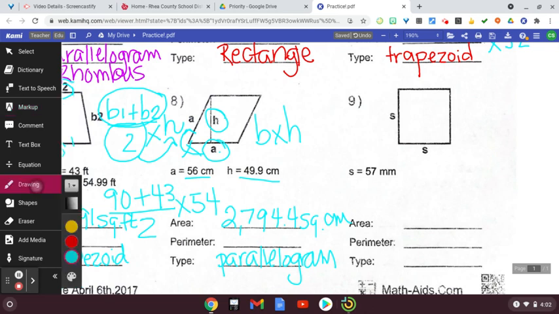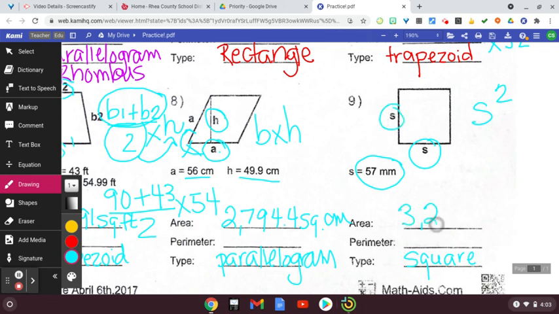And for our last figure, this is our square, easiest one on here. So you can just do your sides squared. So I know if one side is 57, I know my other side must also be 57. Multiplying those together, we get 3,249 square millimeters.